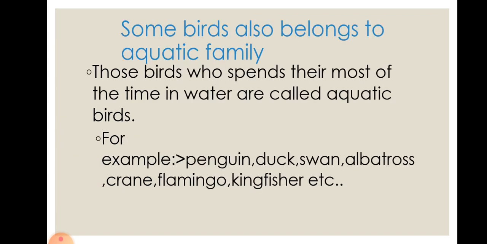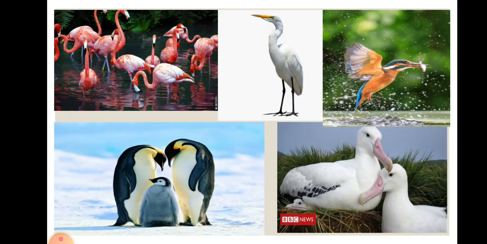Let's know about the aquatic birds. Some birds also belong to the aquatic family. Those birds who spend most of their time in water are called aquatic birds. For example, penguin, duck, swan, albatross, crane, flamingo, kingfisher, etc. are a few examples of aquatic birds.